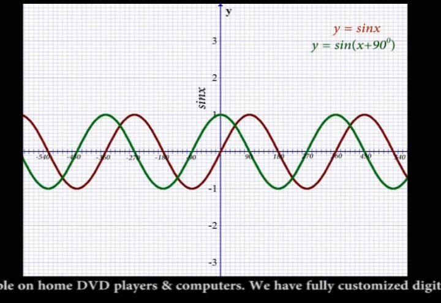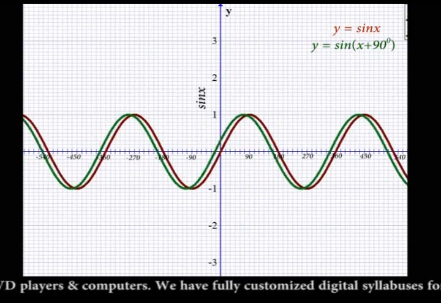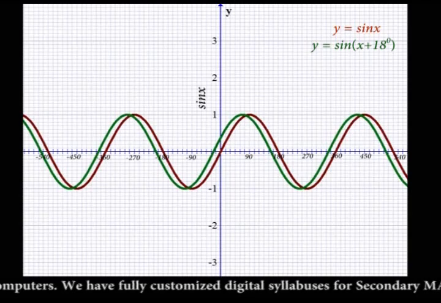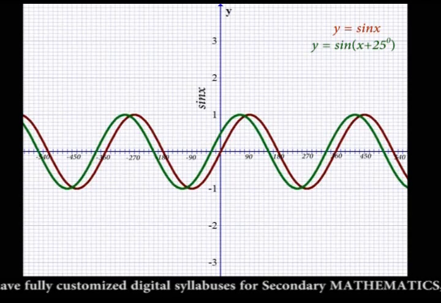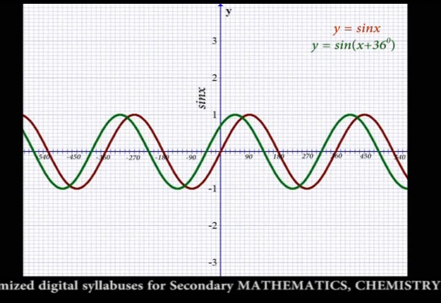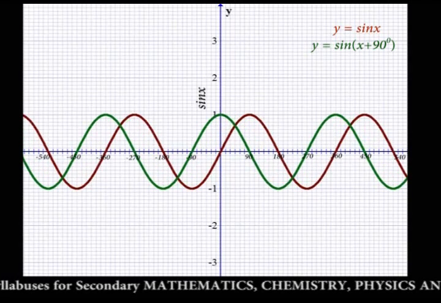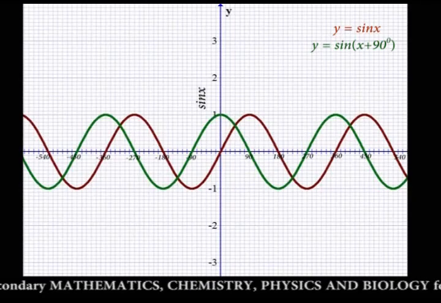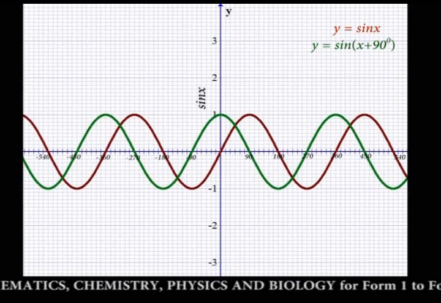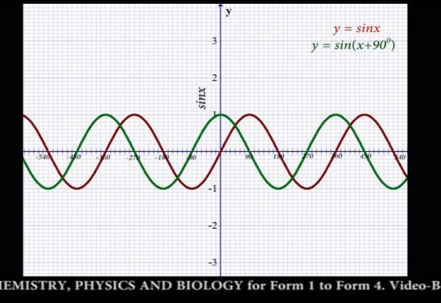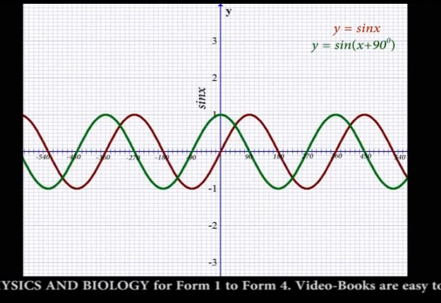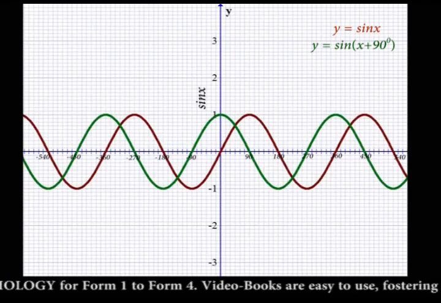If we look at these shifts in small bits, and as we increase our value of C, we can see the graph is moving farther and farther to the left. So the constant added will shift to the left, and a constant subtracted will shift the graph to the right.